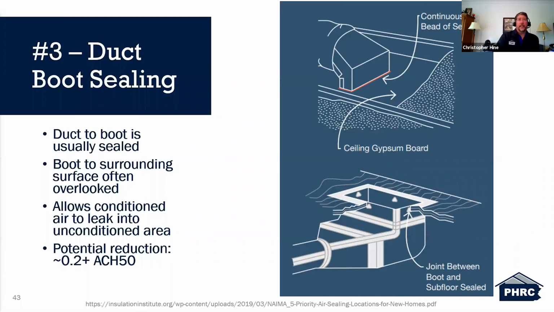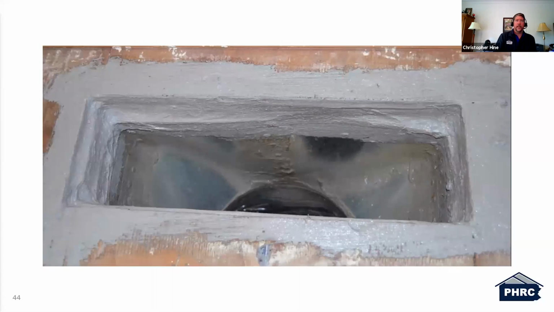The third one here is duct boot sealing. So the duct to the boot is usually sealed, right? Because you don't want your ducts leaking. However, the boot to the surrounding surface is sometimes overlooked. That allows conditioned air to leak into unconditioned areas, which again is roughly a 0.2 ACH 50.